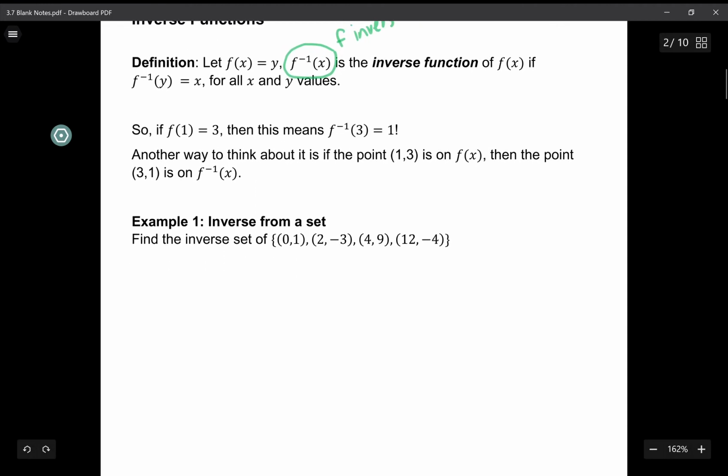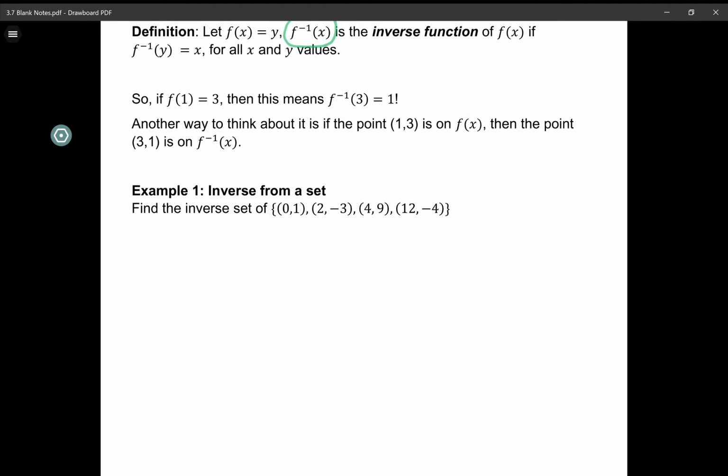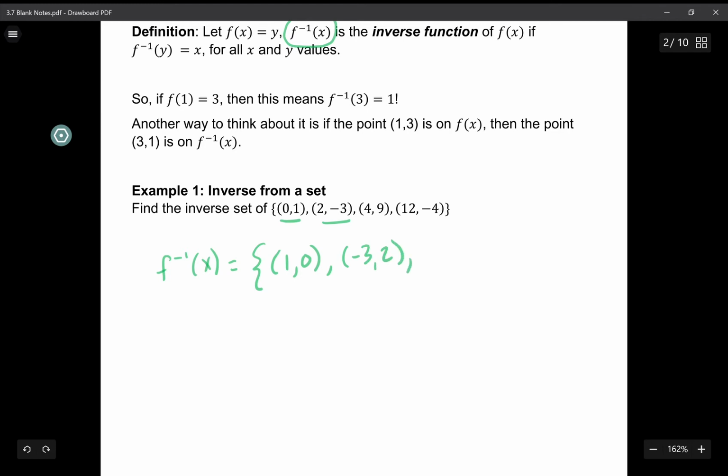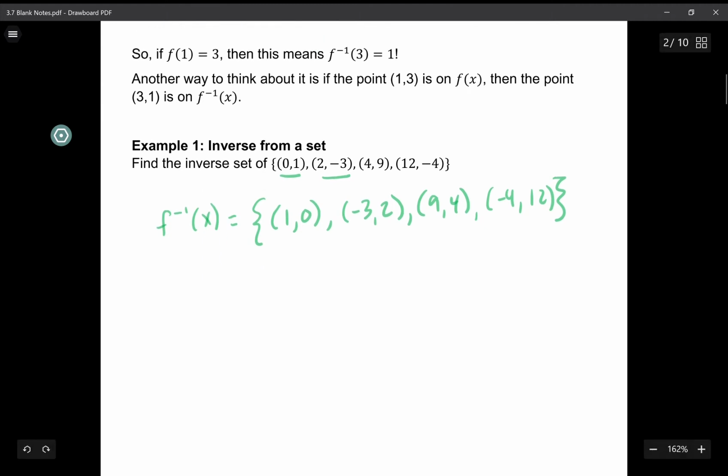So let's practice finding inverse functions from a set. Here is a function defined as a set. If we wanted to find the inverse function, f inverse of x, as a set, what we would have to do is switch all the x and y's. Remember, if (1, 3) is on f of x, then (3, 1) is on f inverse. So the first point, (0, 1) for f would be (1, 0) for f inverse. (2, -3) for f would be (-3, 2), (9, 4), and (-4, 12). So if an input leads to an output on f, that output on f inverse leads to that original input. Hopefully that makes sense.